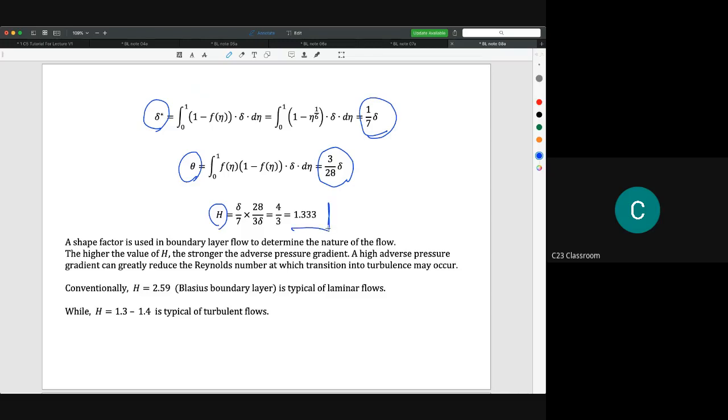A shape factor is used in boundary layer flow to determine the nature of the flow. The higher the value of H, the stronger the adverse pressure gradient. A high adverse pressure gradient can greatly reduce the Reynolds number at which transition into turbulence may occur. If H is equal to 2.59, it is the Blasius boundary layer, which we could say is a laminar flow. If H is 1.3 to 1.4, normally it is a turbulent flow.